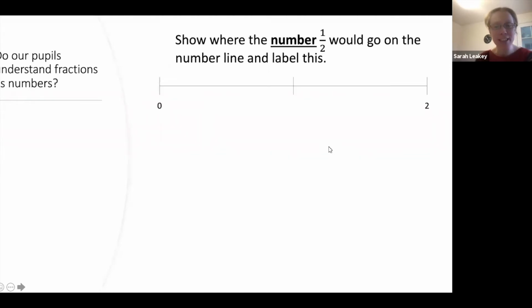What's really interesting is this next question. So show where the number 1/2 would go on the number line and label this. So it's a number line deliberately labeled from 0 to 2. And most pupils put it here.